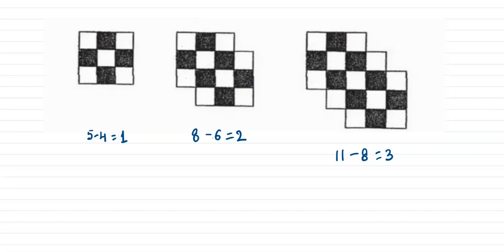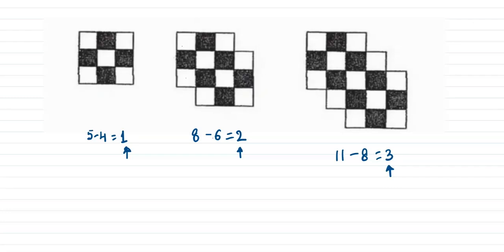So we can see that every time the difference between the black and the white squares is equal to the figure number. Here the figure number is 1, so the difference is 1. Here also the figure number is 2, difference is 2. The figure number is 3, so the difference is 3. But we have checked this only for these 3 figures. So let's try to generalize this.